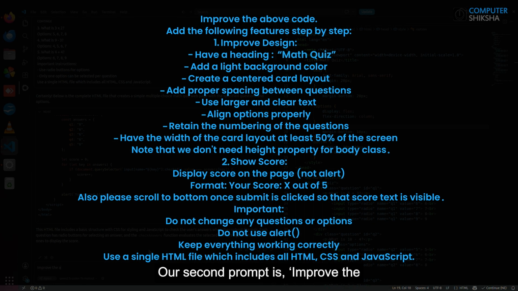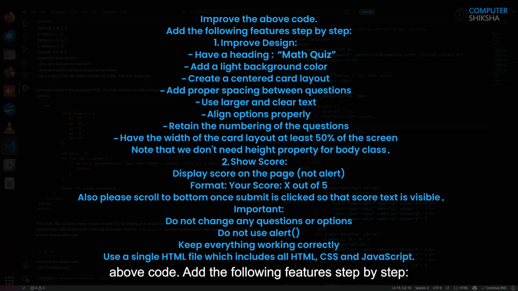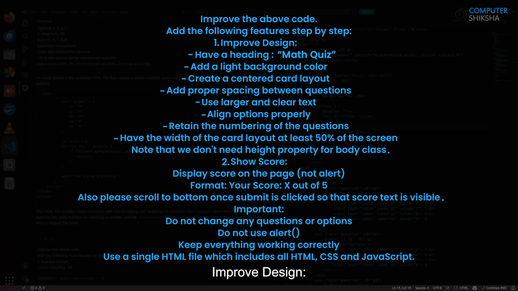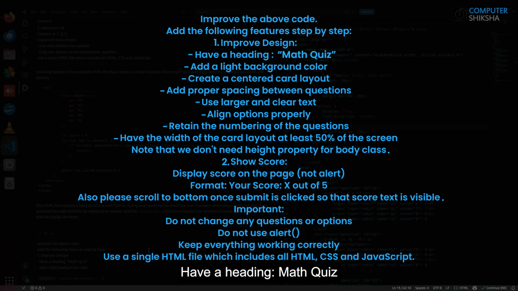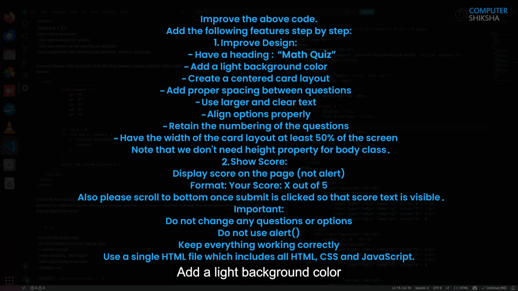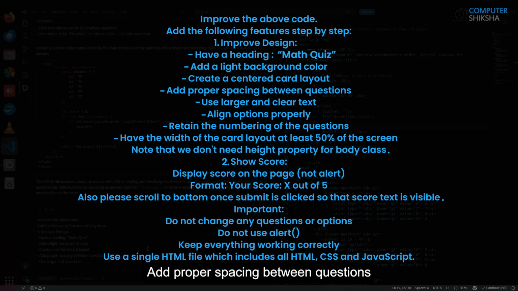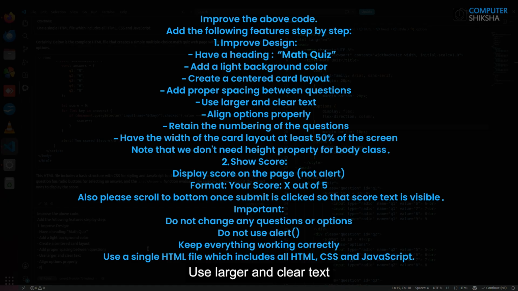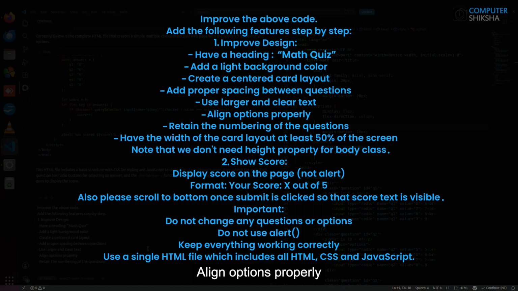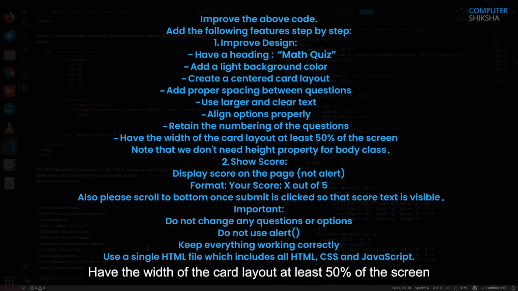Our second prompt is, improve the above code. Add the following features, step by step. Improve design, have a heading, math quiz. Add a light background color. Create a centered card layout. Add proper spacing between questions. Use larger and clear text. Align options properly. Retain the numbering of the questions. Have the width of the card layout at least 50% of the screen.